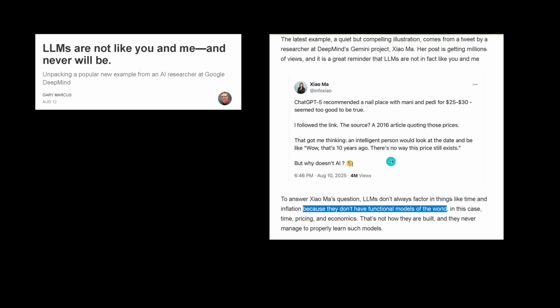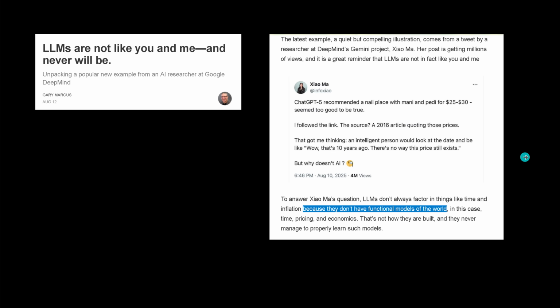Why doesn't it understand that an article 10 years ago does not contain the information that I need, especially if it's about price? And the answer by Gary was simple, no? Because GPT-5 does not have functional models of the world about timing, pricing, economics. That's not how they are built. And they never managed to properly learn such models. So if you think about this, it would mean we have a complete disconnect of an extreme body of knowledge of all of Wikipedia without an understanding of how the world is connected.